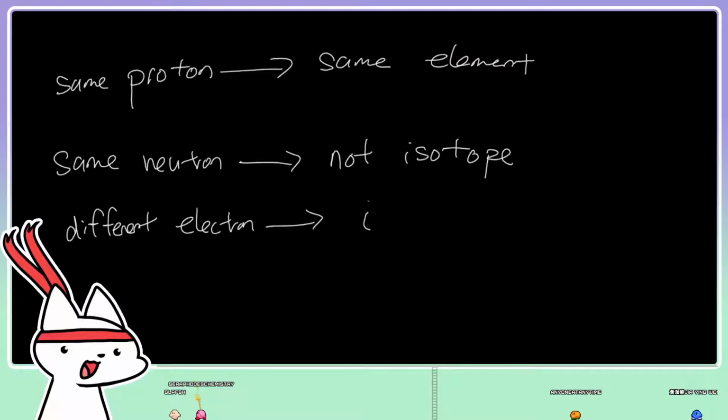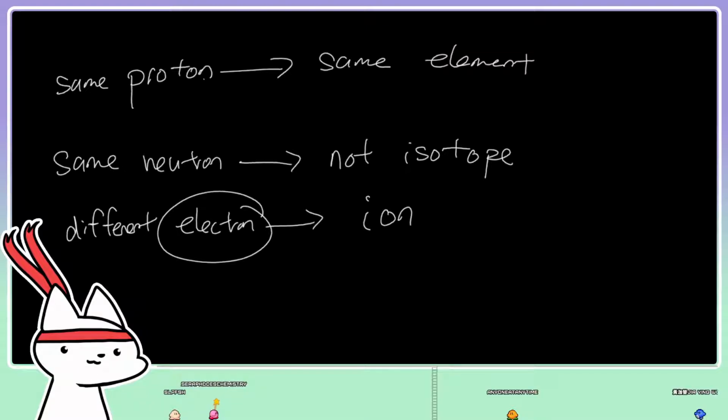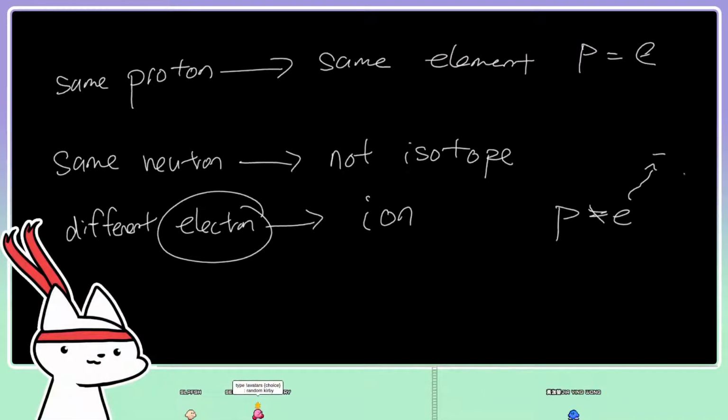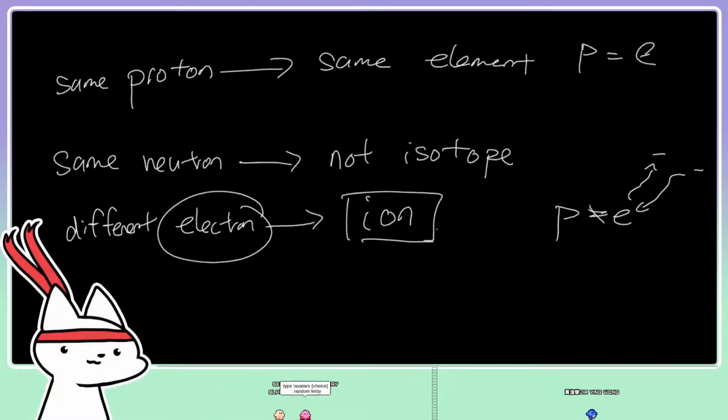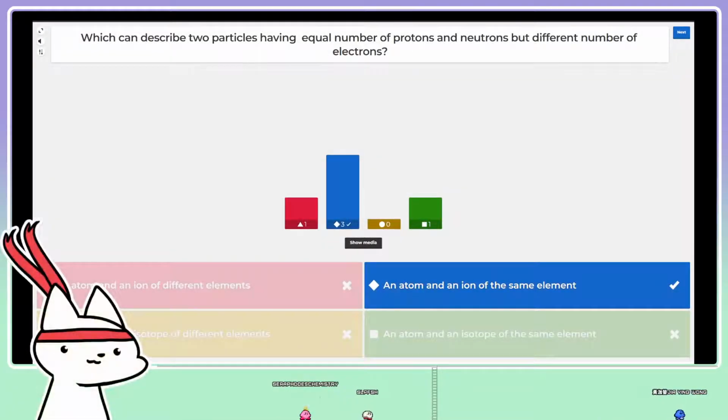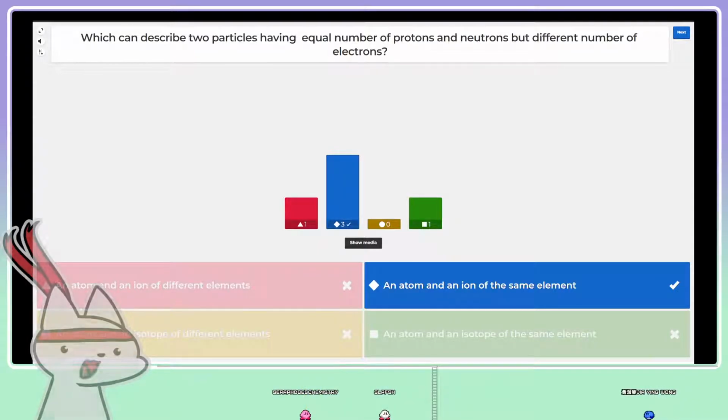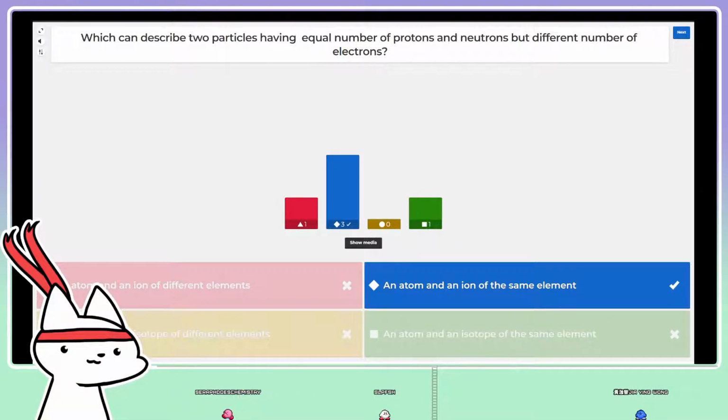So in this case, it must be an ion, because when the electrons are different, in an atom, protons equal electrons. If the number of electrons changes, that means this is not the same. Electrons must be lost or gained. Therefore, it becomes an ion, it becomes charged. So in this case, it will definitely be the same element, because the proton numbers are the same, and it will be an ion because it gains charge by losing or gaining electrons.